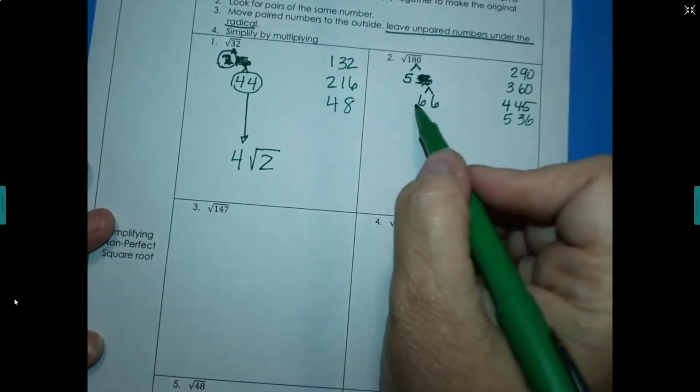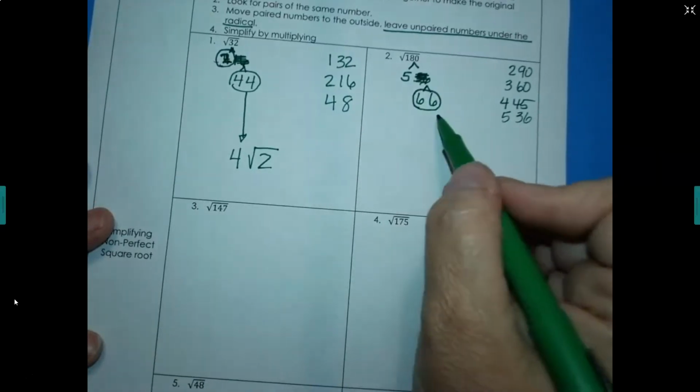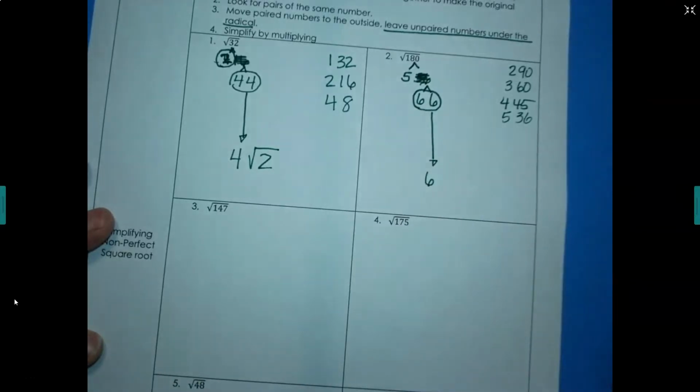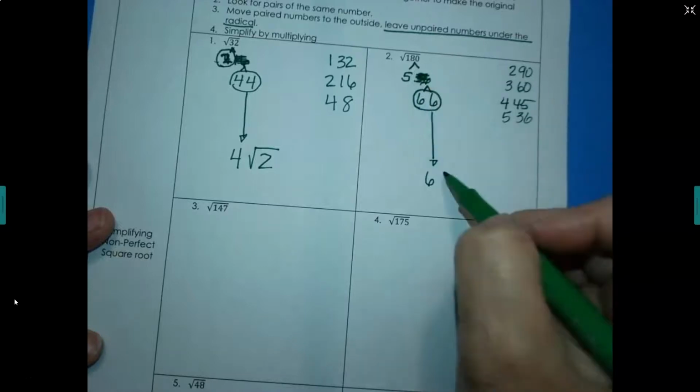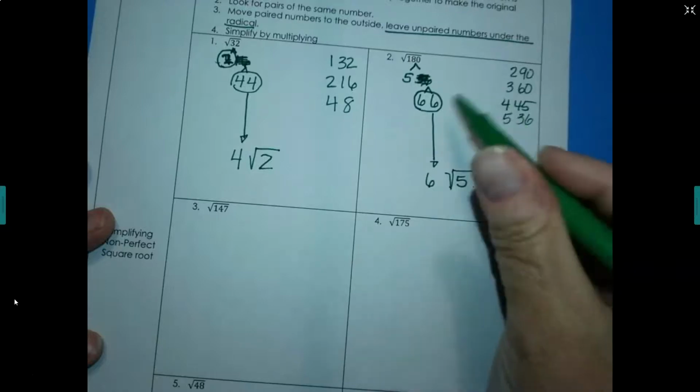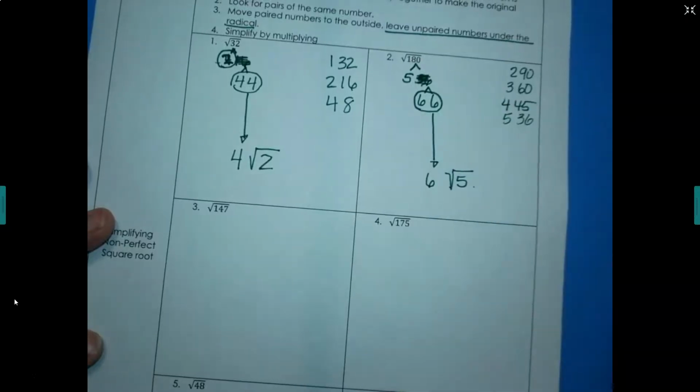What am I needing to look for? Pairs. I have a pair of 6s. What does that mean? A 6 comes out from under the radical. What about this 5? There are no other numbers that got broken down, so the 5 goes back in the radical. And 6 square root 5 is the same as the square root of 180. It's just written in a simpler form.